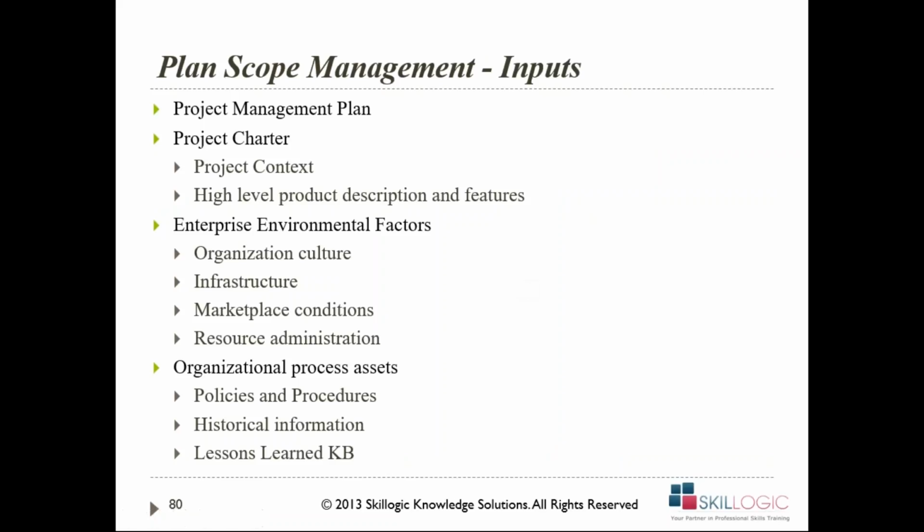Now, the inputs that we have for the scope management plan are the project management plan itself, and the project charter, which contains the information about the high-level product features, which is coming from the statement of work. Then enterprise environmental factors, where we need to find out the organizational culture, infrastructure, and marketplace conditions, which impact the output of the scope management.